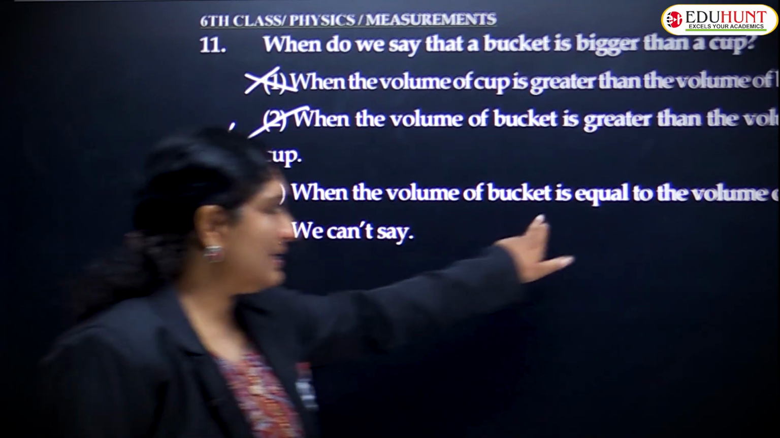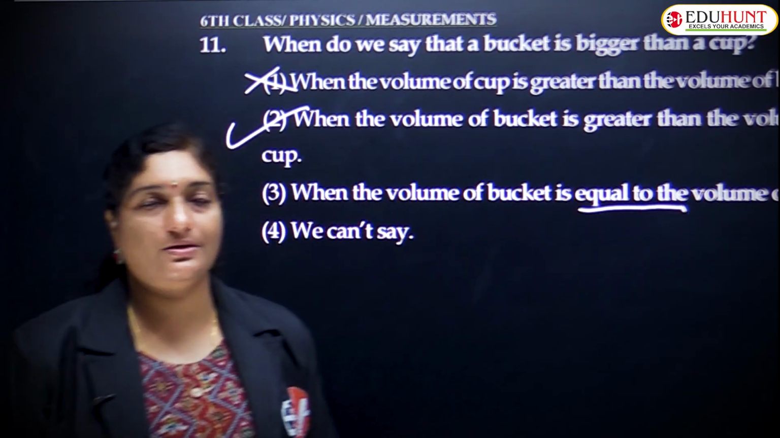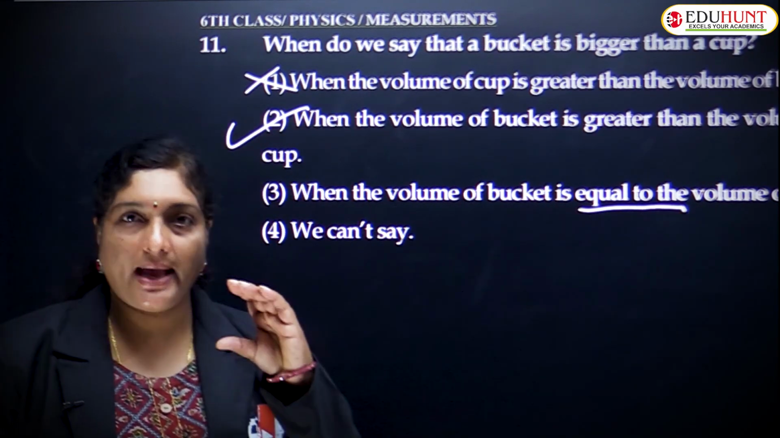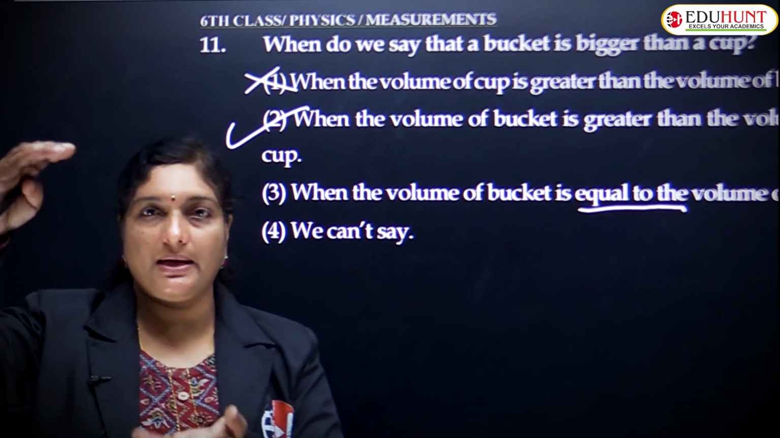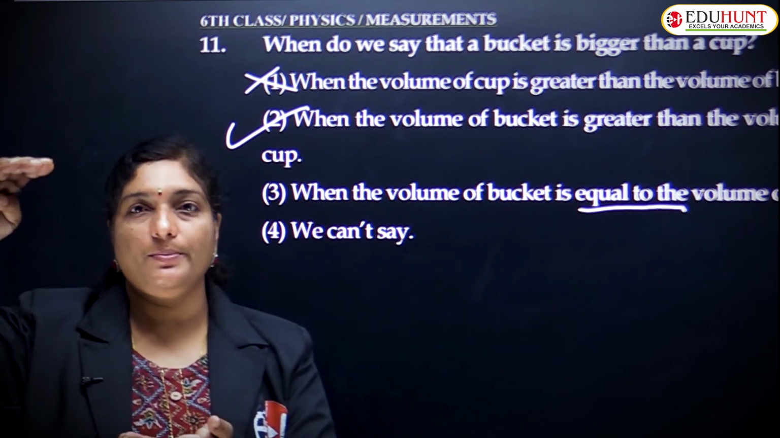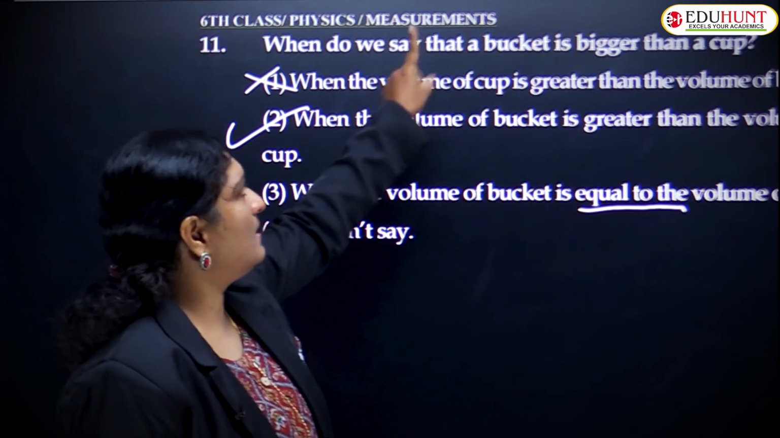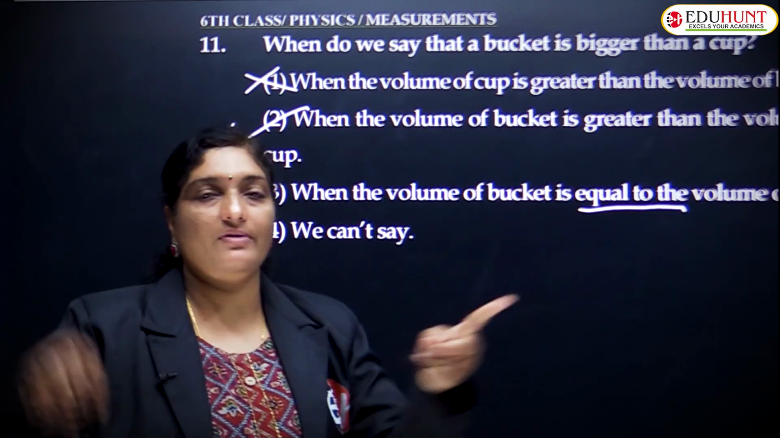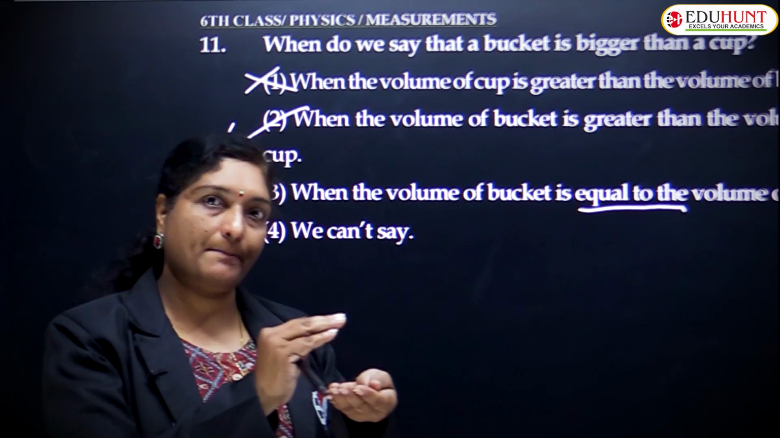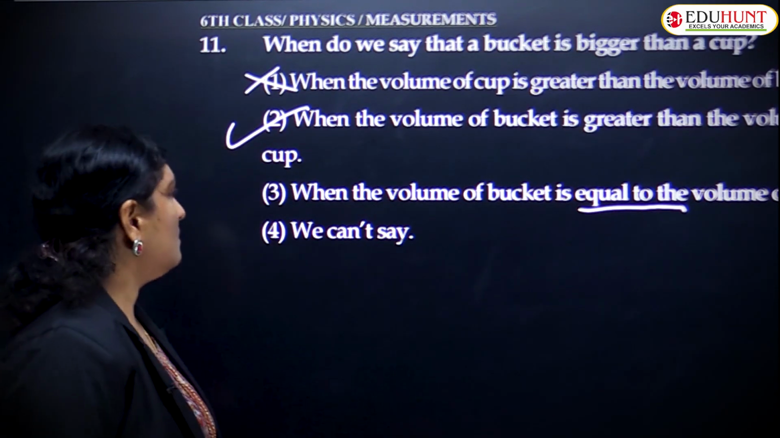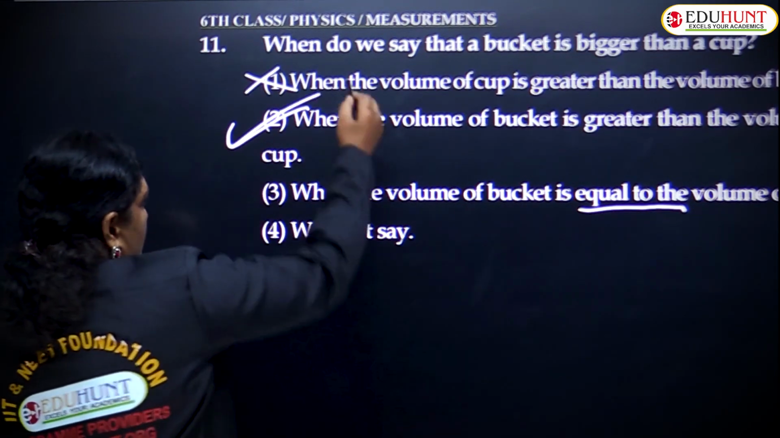When the volume of a bucket is equal? No, it's not equal. So, a cup has smaller volume, a bucket has bigger volume. So, bigger volume has bigger size. That's it. So, we say that a bucket is bigger than a cup whenever the volume of a bucket is more when compared to the volume of a cup. So, we can say the correct answer is the second one.